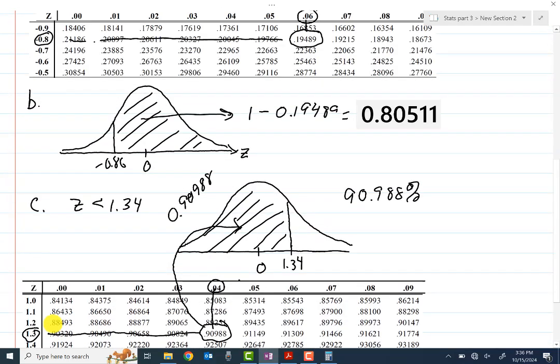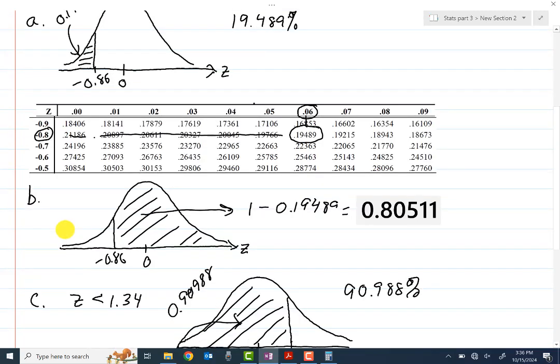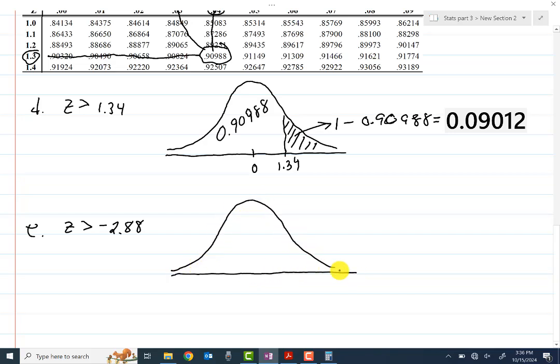Let's go back to E and see what it was asking us. Greater than Z equals negative 2.88. So that'll be to the right of negative 2.88. So we want greater than, that means we want to the right. Now the way you can work the table is this. You can look up this area, this little white area in here, using the table directly.